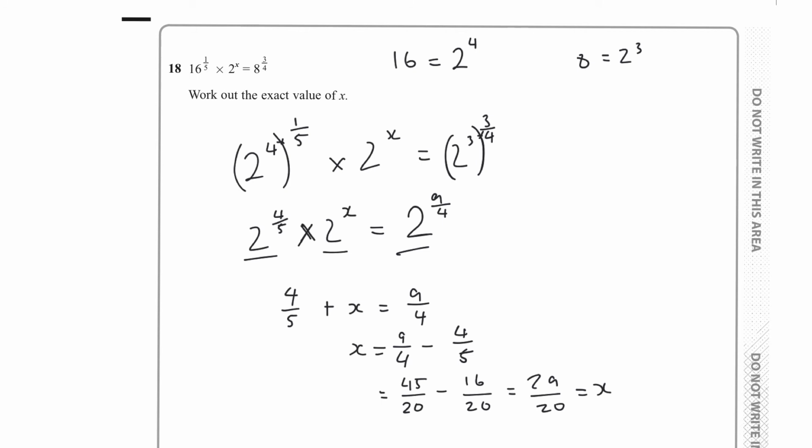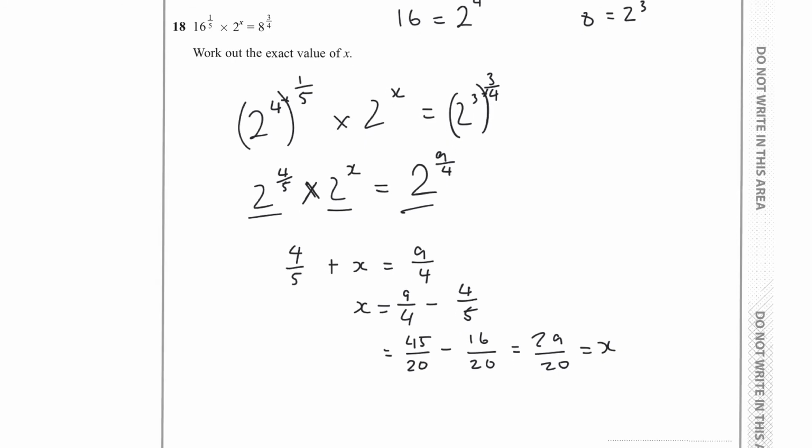Because it wants the exact value, put it into your calculator and see if you end up with a decimal. And you should end up with the decimal of x is equal to 1.45. So that should be your answer.